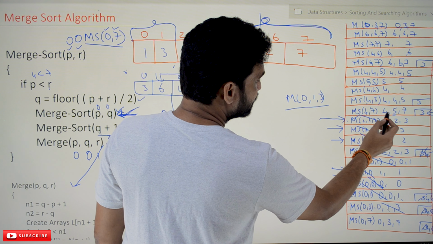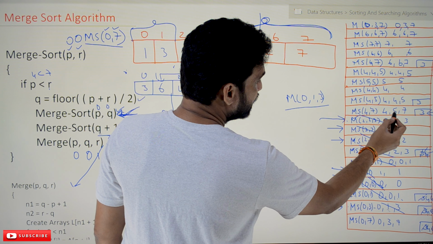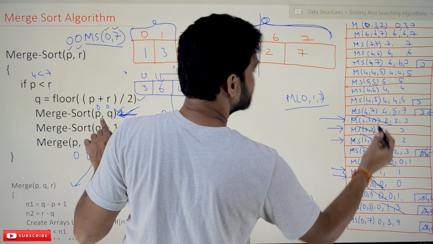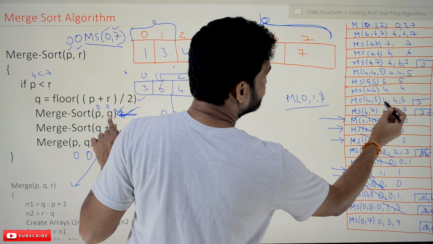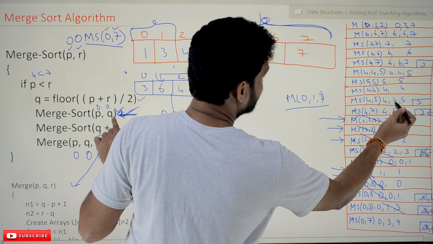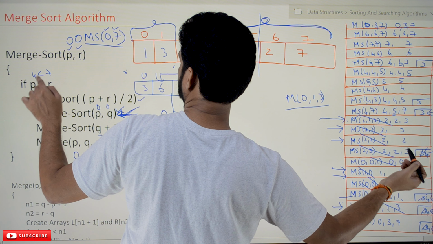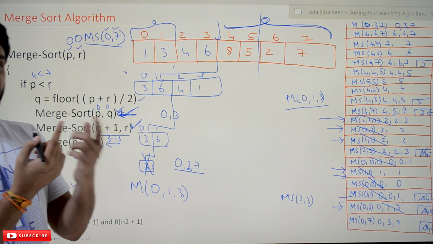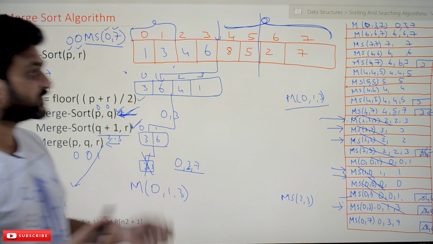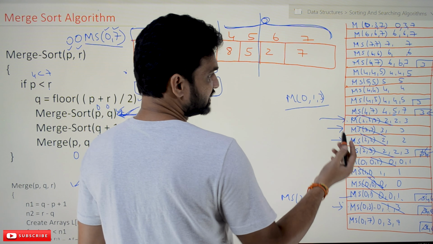And here the function call is p comma q, which means 4 comma 5. Now the value of p and r is 4 comma 5, and is 4 less than 5? Yes, it is true. Q is equal to 4 plus 5 by 2, which is 9 by 2, 4.5, which is 4. Okay, so I'll go a little bit faster from now on. Hope you are getting that point.